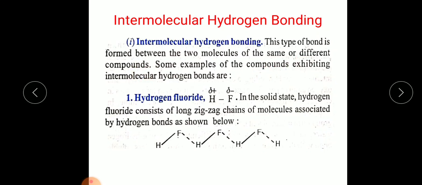Some examples of compounds exhibiting intermolecular hydrogen bonds are hydrogen fluoride, HF. In the solid state, hydrogen fluoride consists of zigzag chains of molecules associated by hydrogen bonds, as shown below. So these dotted lines are hydrogen bonds, okay, and they are seen as zigzag chains.